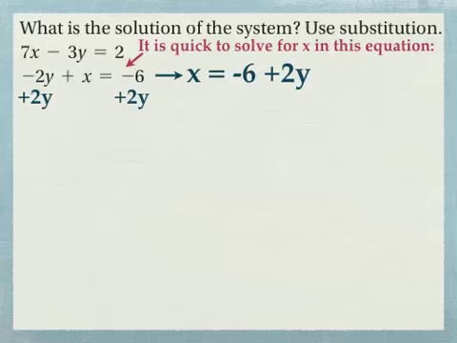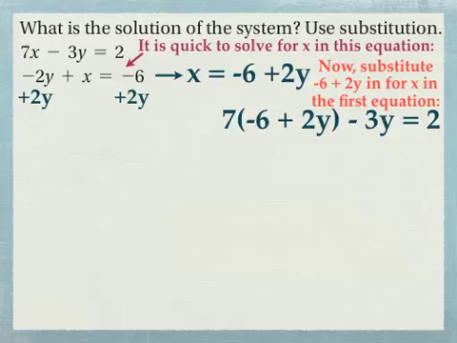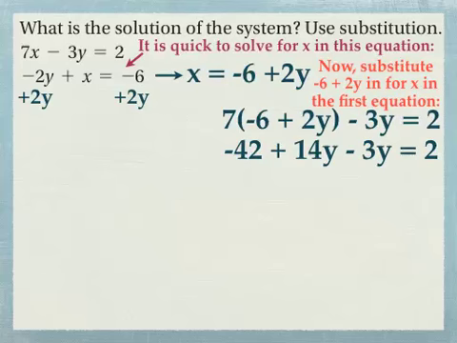When I do that, I get 7 times negative 6 plus 2y. Notice I've plugged it in parentheses because I need to distribute that 7. So make sure that you're plugging in the expression in parentheses so that you don't make a simple mistake. Minus 3y equals 2. Go ahead and distribute your 7. 7 times negative 6 is negative 42. 7 times 2y is 14y. So you have negative 42 plus 14y minus 3y equals 2.